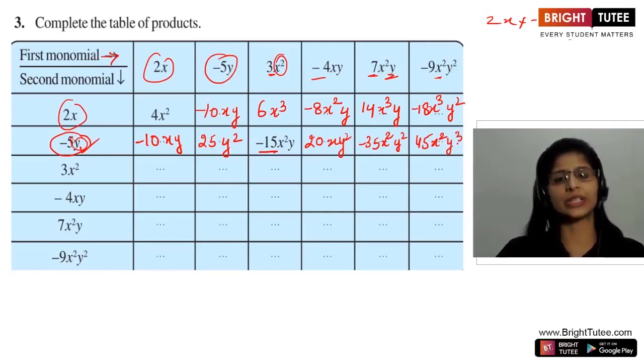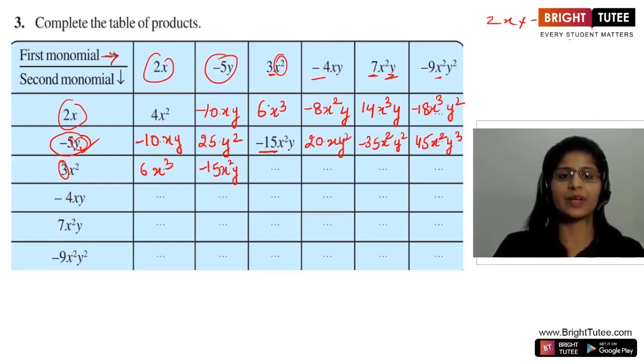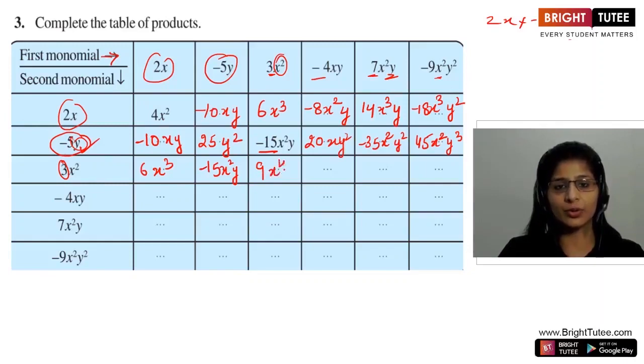Clear? Let's do the third one. 3 and 2 makes 6, x square into x becomes x cube. Then minus 5 into 3 is minus 15, y and x square, so x square y. Then 3 into 3 is 9, x square into x square, what will it be? X to the power 4.